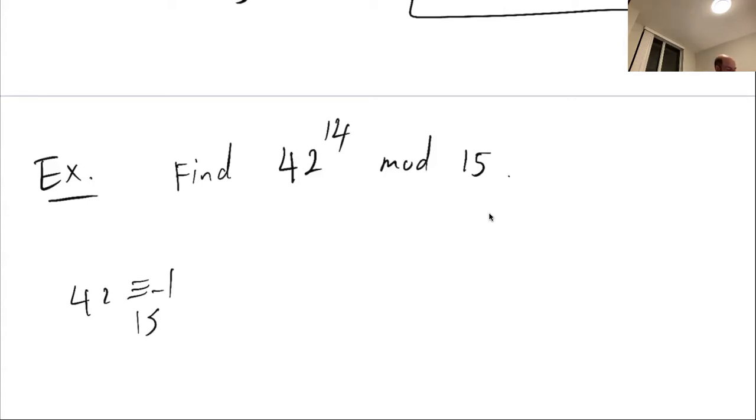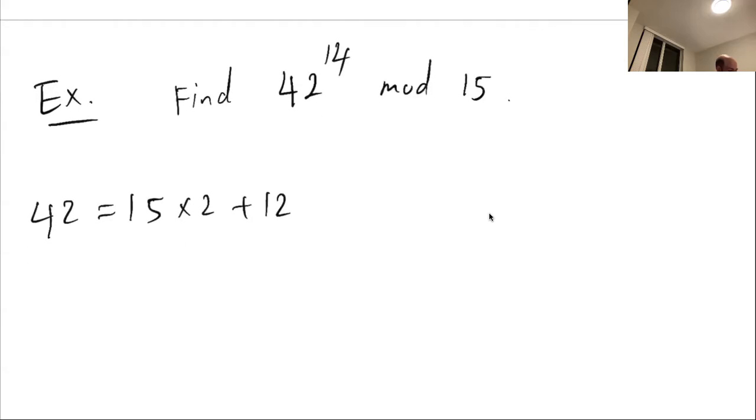So what options do I have? If you divide 42 by 15, I can say 15 times 2 plus 12, right? Remember, each number is always congruent with its remainder. So I can say 42 is congruent to 12 mod 15. And then I have to raise to power 14. But 12 is too big. Ideally I would replace it with 1 or -1, but if not possible, at least something smaller than 12 in absolute value.